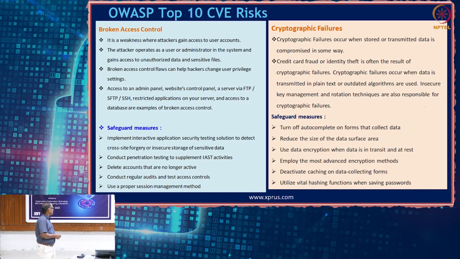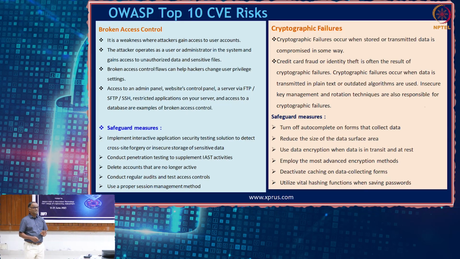So again, what are the common vulnerability exposure risks? And I have given what are the safeguard measures. For example, broken access control. What is it, right? For example, it can help hackers change user privilege settings. If the access control, like user ID, password, authentication, all those stuff, if there is a break in any of these things, that will help them change the user privileges itself. An administrator may lose his privilege. He may not be able to log into the system because somebody else has changed his privilege.